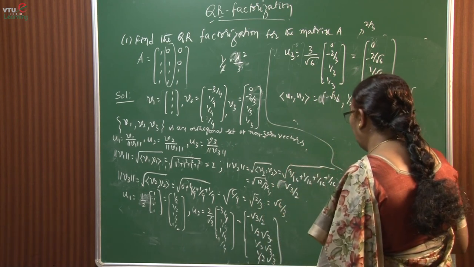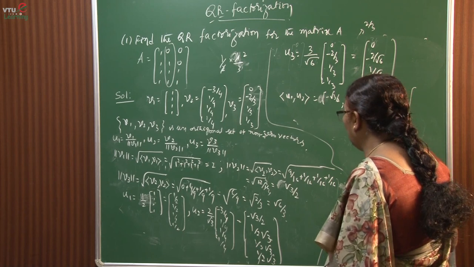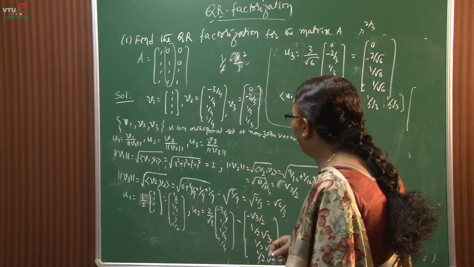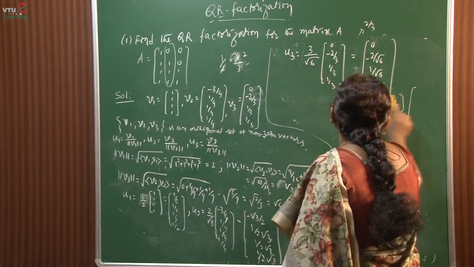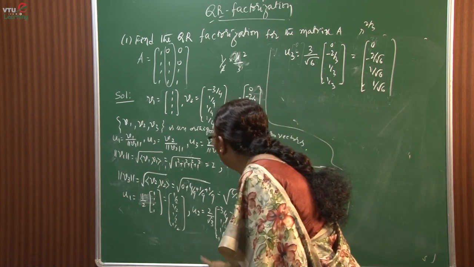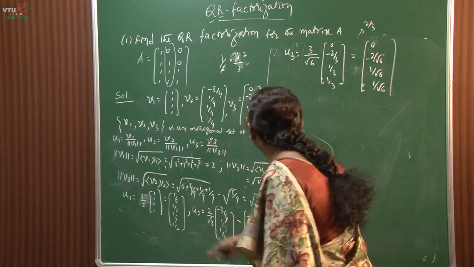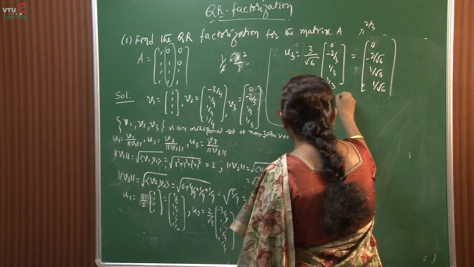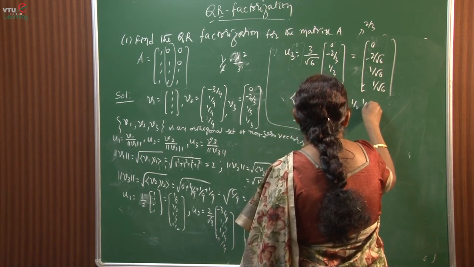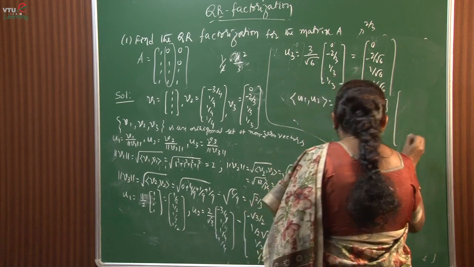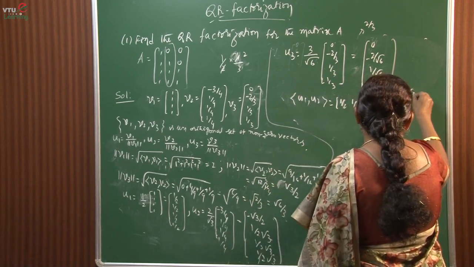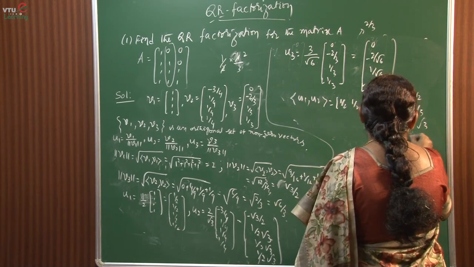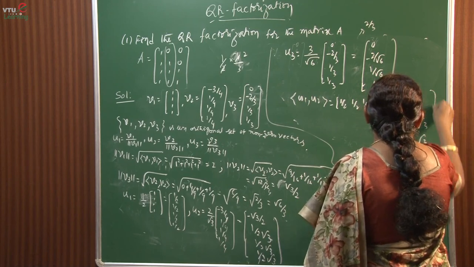What is u2? This is u1. We are not calculating u1 here, we first calculate u2. Yes, u2 is this, and u1 is this, correct. The inner product of u1 comma u2 is nothing but half into this: minus root 3 by 2, 1 by 2 root 3, 1 by 2 root 3, and also 1 by 2 root 3. Simplify this.